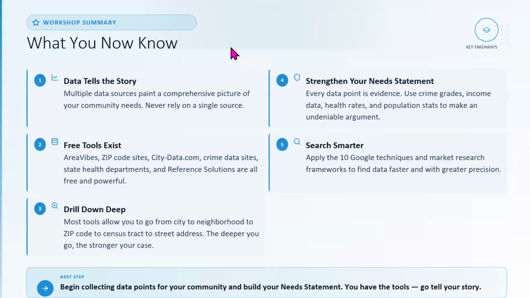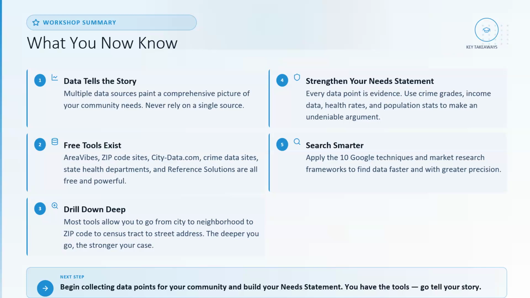Now, read this for me. This is deep. Data tells the story. Multiple data sources paint a comprehensive picture of your community need. Never rely on a single source. A free tool exists: Area Vibes, zip code sites, citydata.com, crime data sites, state health department, and reference solutions are all free and powerful.